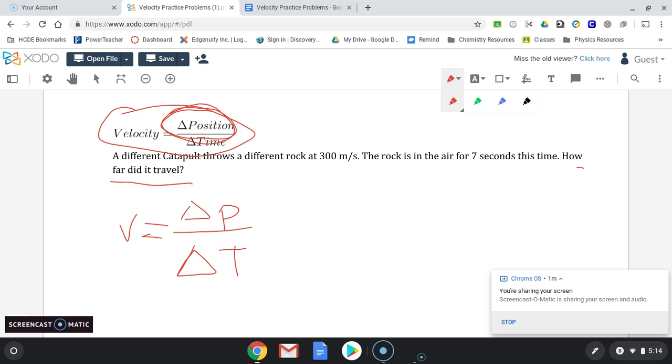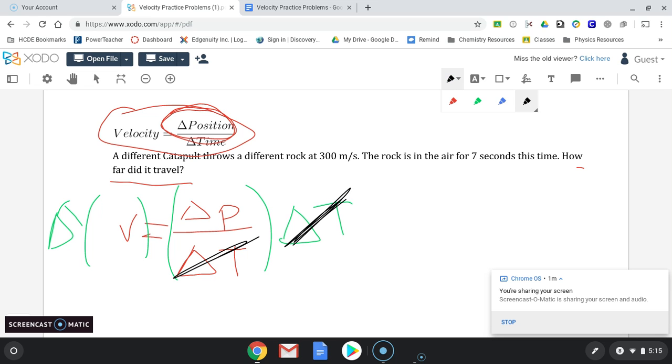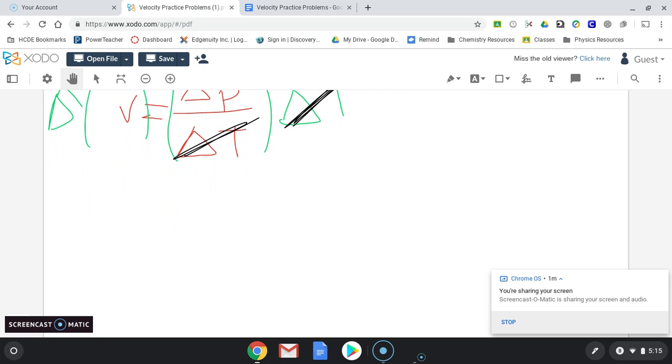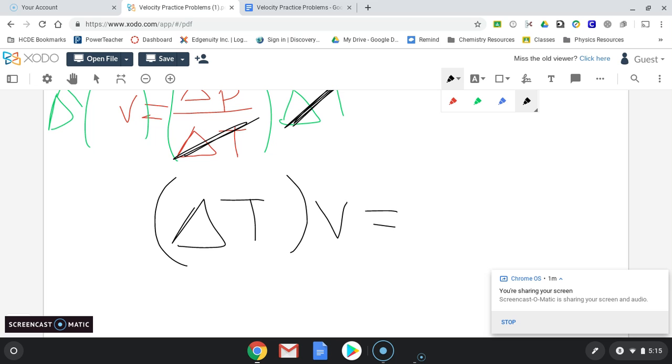So what I'll do is multiply both sides of my equation by delta T. So we have a delta T over here and multiply by delta T over here. And when I do that, delta T cancels out on this side and is just multiplied over there. So let's write our new version of the equation. I have delta T times V, the velocity, equals delta P, the change in position.